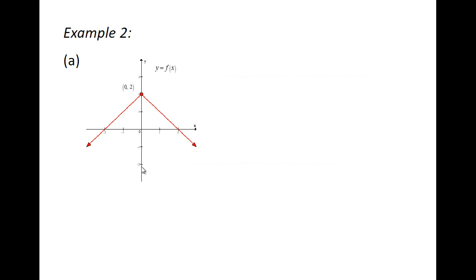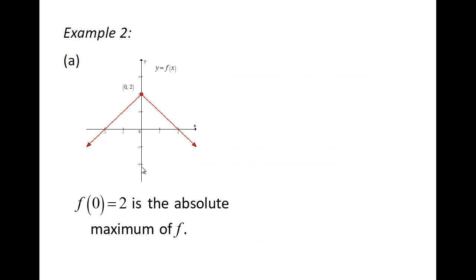Let's analyze the graph of the function f of x, which is given in red. Notice that in this case, as x goes to infinity, f of x goes to negative infinity, and also as x goes to negative infinity, f of x goes to negative infinity. So notice that f of 0, which is equal to 2, is the global or absolute maximum of the function f on the interval from negative infinity to infinity. So here the domain we are picking is the interval from negative infinity to infinity, and in that interval f of 0 is the largest value.